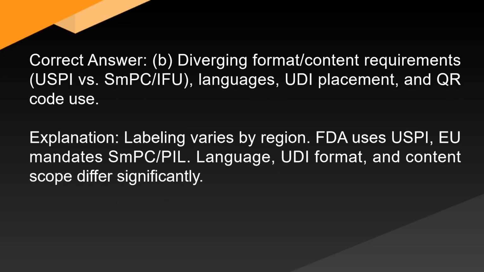Correct answer. B. Diverging format and content requirements, USPI vs SmPC/IFU. Languages, UDI placement, and QR code use. Explanation. Labeling varies by region. FDA uses USPI, EU mandates SmPC/PIL. Language, UDI format, and content scope differ significantly.